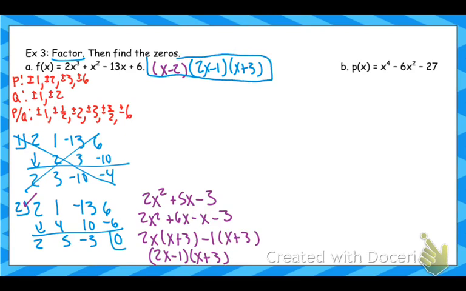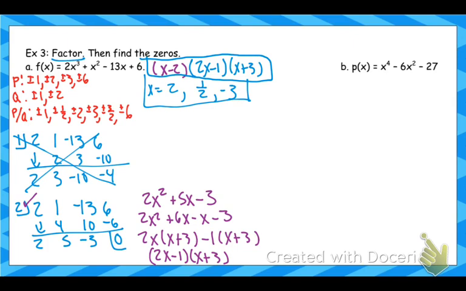Now, this also asks us to find the zeros. Once we've factored it, that's pretty easy to do. If x minus 2 is a factor, x equals 2 is a zero. 2x minus 1 gives me 1/2, and x plus 3 gives me -3. So I have this factored, and I've found the zeros.